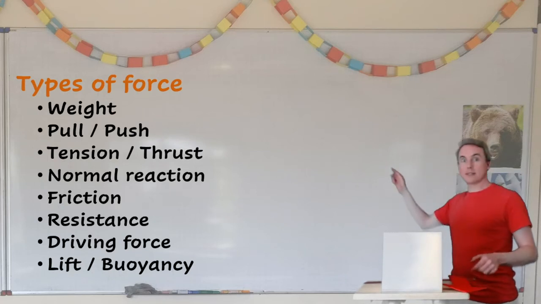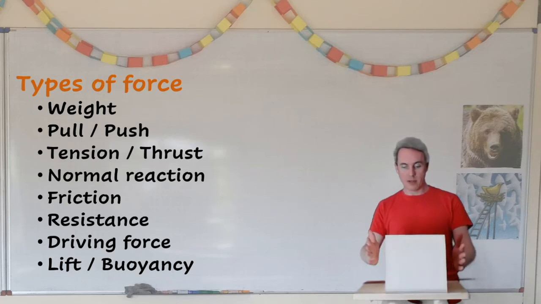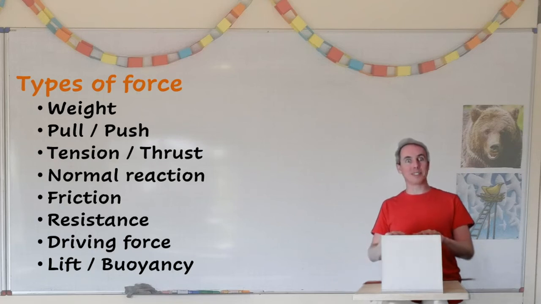Let's keep going down the list. Normal reaction. The cube sitting on this table, supported by the table. There's going to be a normal reaction vertically upwards that's stopping this cube from basically falling, accelerating down to the ground.